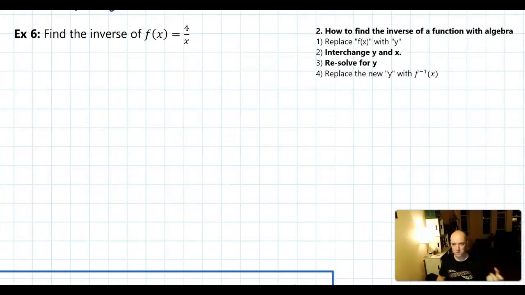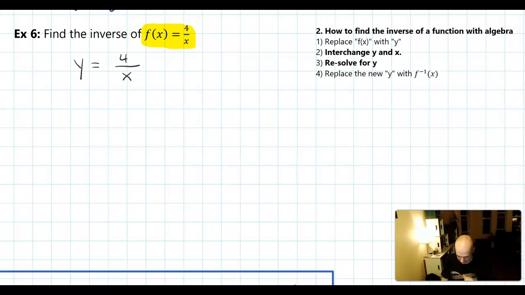For the last example, I didn't want to end this video without closing the loop on the function that we saw above where we did not have an inverse, right? We computed f of x and f of g of x and g of f of x and did not get the same thing. So one of our functions was 4 over x. Now that we know how to actually correctly compute an inverse, let's compute the inverse function of f of x equals 4 over x. First step, write it as y equals 4 over x.